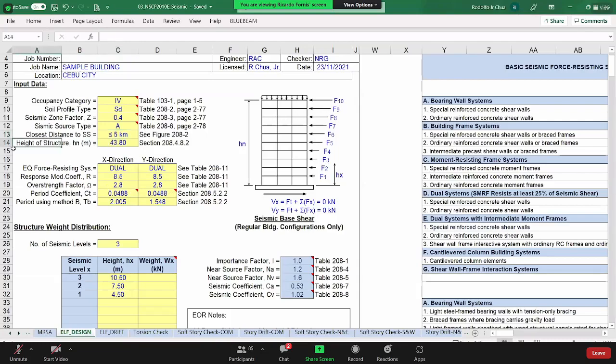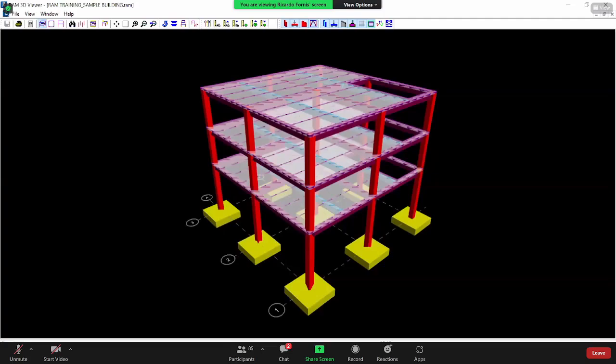And then the next parameter is the height of the structure. Our height is 10.5, considering at least stories of our building. This one.